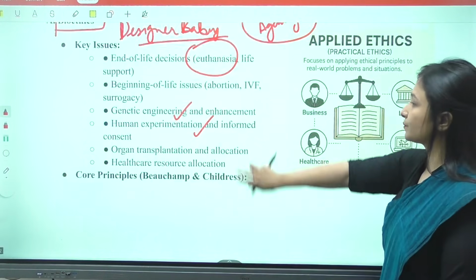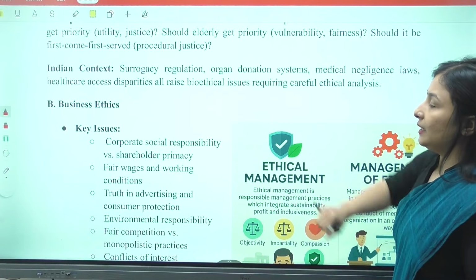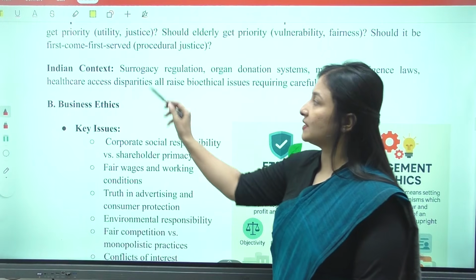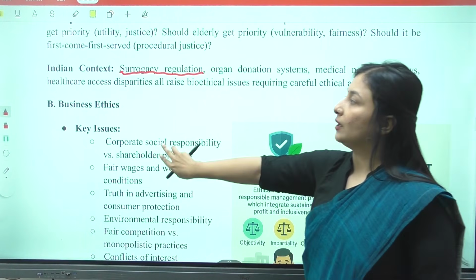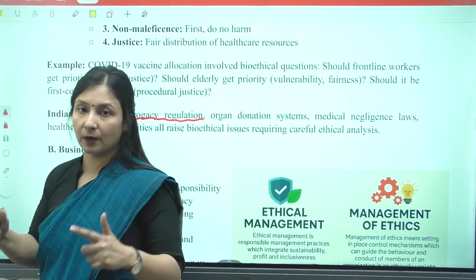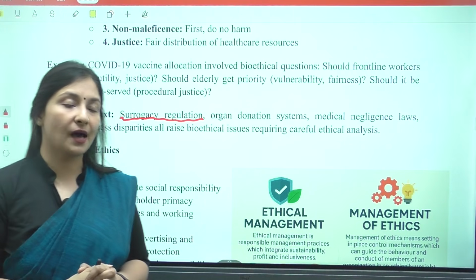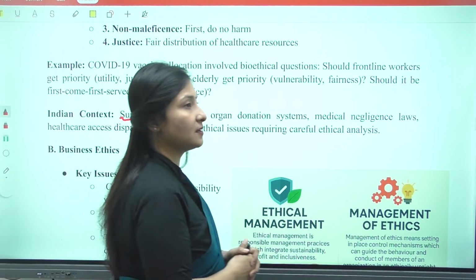Now, in the Indian context, we have seen the surrogacy regulation. You have to connect this with the cases of the last 2 years regarding the surrogacy regulation.